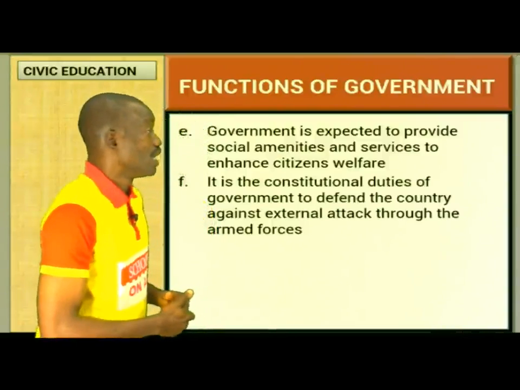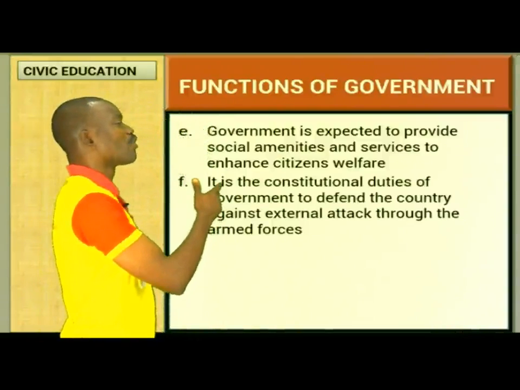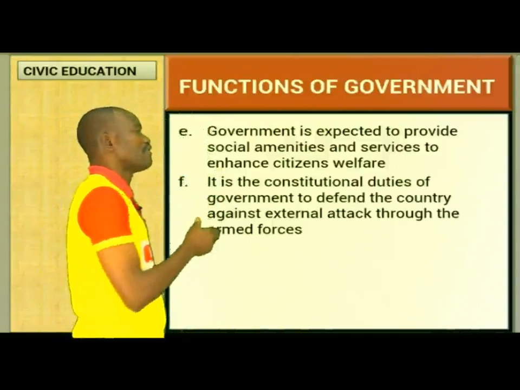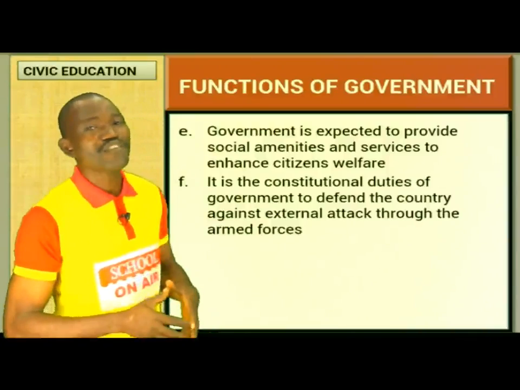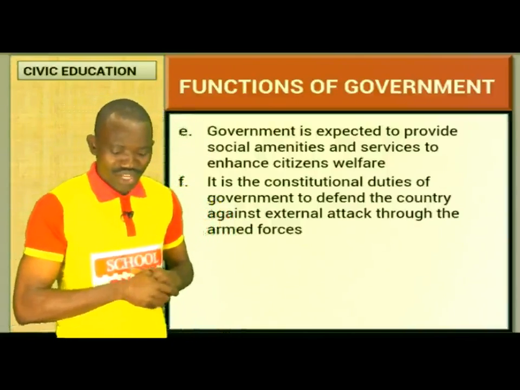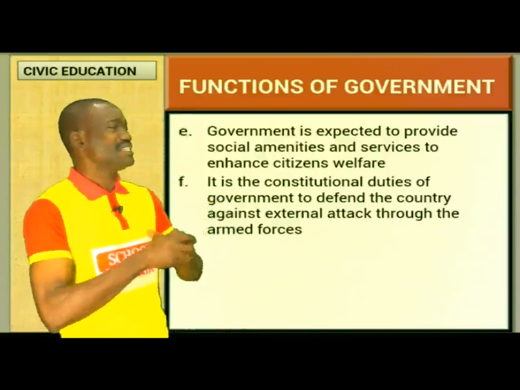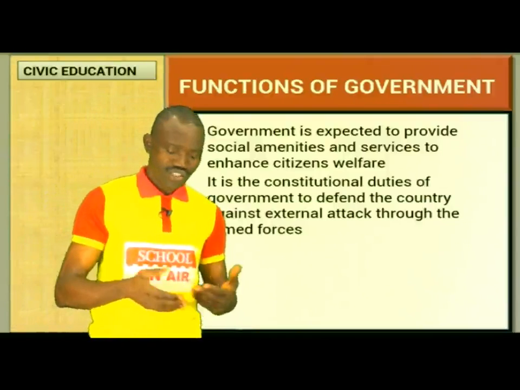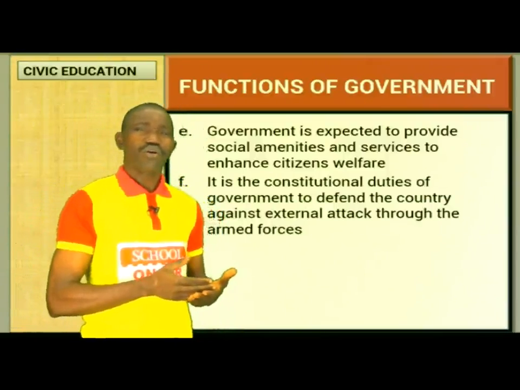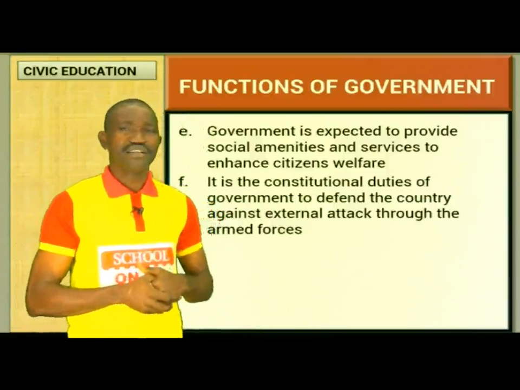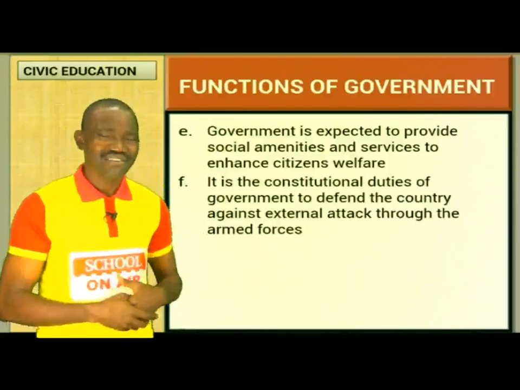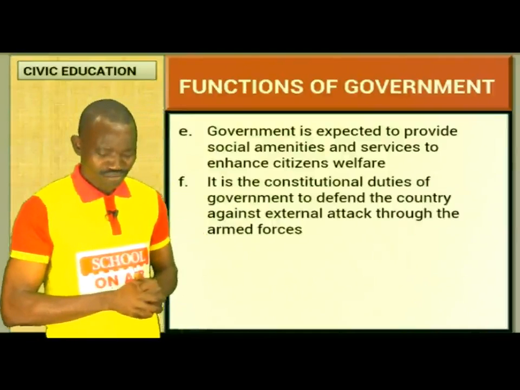Number 5, government is expected to provide social amenities and services to enhance citizens' welfare. The welfare of citizens should be the utmost priority of any elected government. And so they are expected to provide social amenities, such as roads, schools, constructing buildings for schools, building hospitals, and so on and so forth, to enhance citizens' welfare.